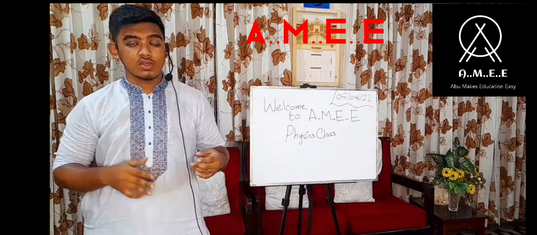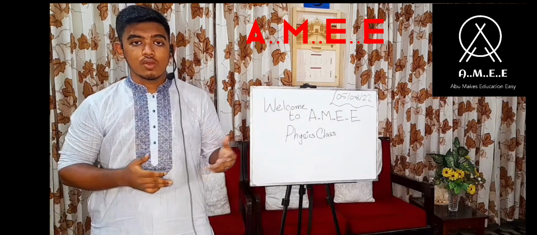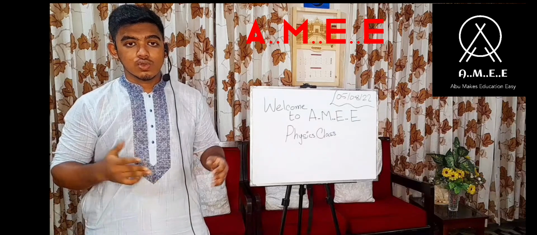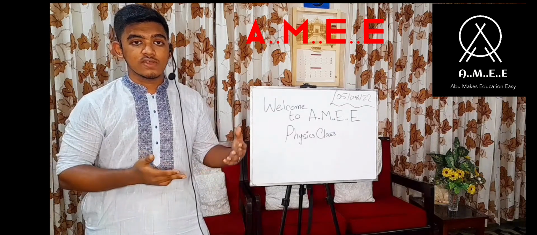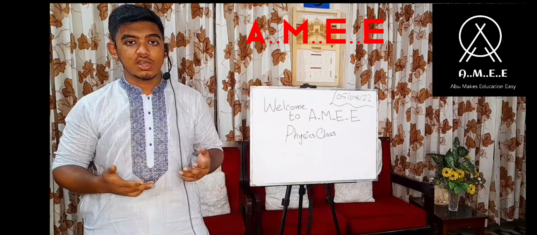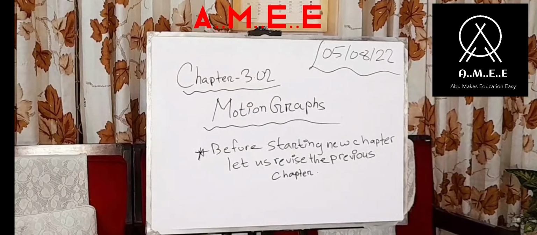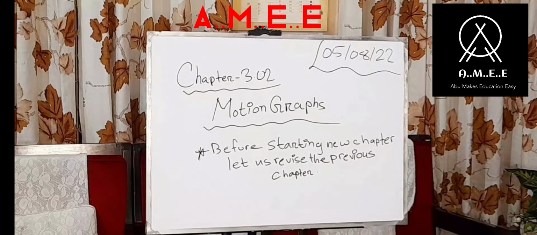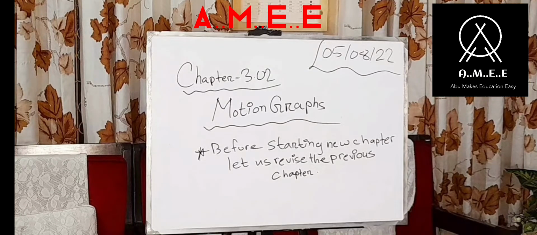Today we are going to start a new chapter, chapter 3.02, which is motion laws. Before that we are going to get a short revision of the previous chapter, so let's not delay any more and let's begin. Please, I would request everyone to write the name and the number of the chapter: Chapter 3.02, motion laws. Before starting the new chapter, let us revise the previous chapter, which was speed, velocity and acceleration.